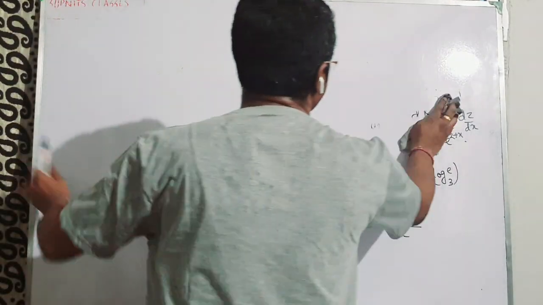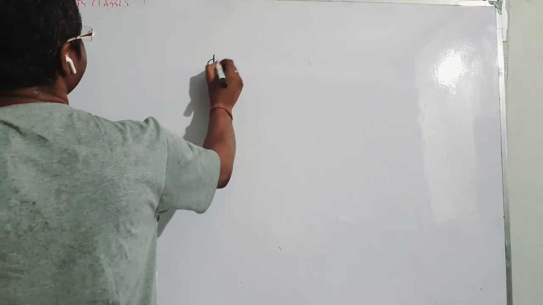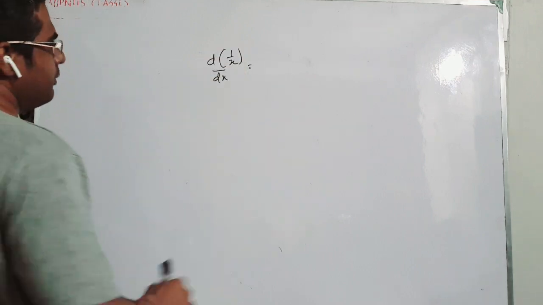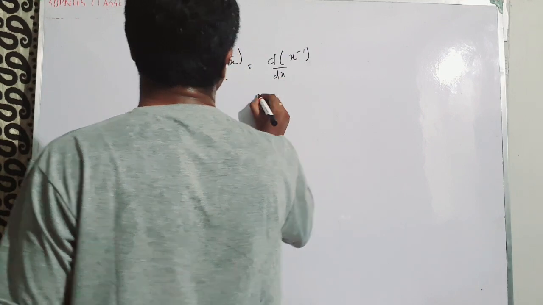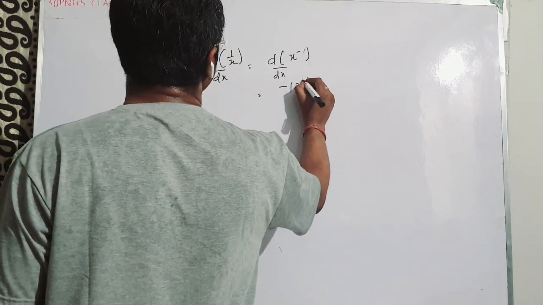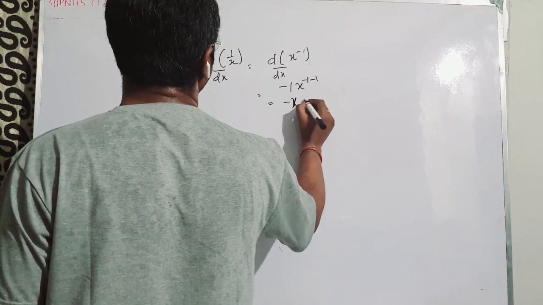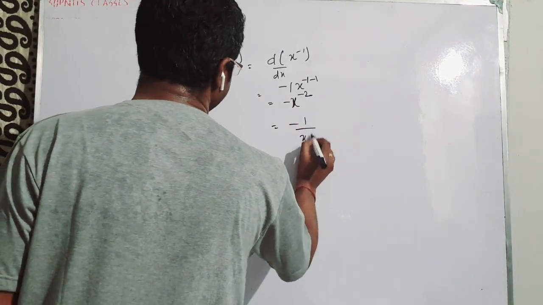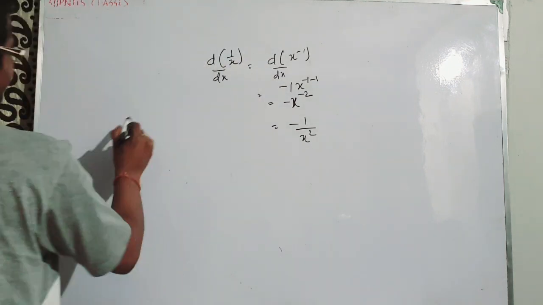Another important property of differentiation that will be required for you guys, I'll show you. Suppose it is said d(1 by x)/dx, then what will happen? Don't have to worry. This is basically nothing but d(x to the power minus 1)/dx. So this is minus 1 x to the power minus 1 minus 1. ठीक है? So minus x to the power minus 2. So this is basically minus 1 by x square. Correct? In physics, this kind of expressions will be very common.